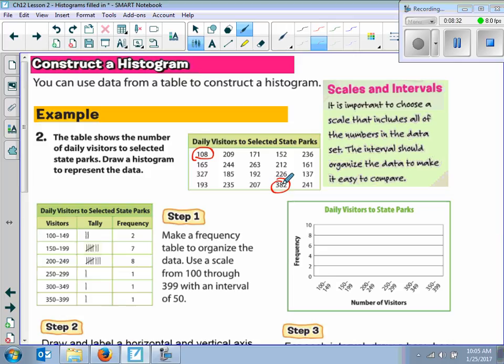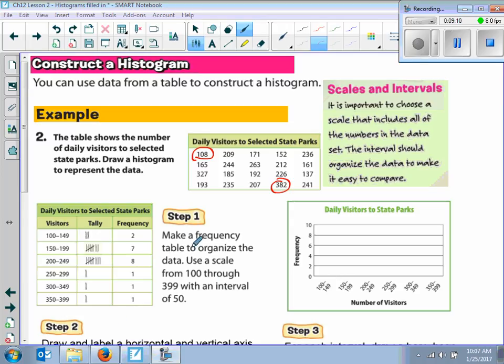Is everybody clear with that? So 100 to 399. But I'm not going to put it all in one interval. We're going to split it up so it'd be easier for us to compare. If you look here, the intervals that we used are 100 to 149, 150 to 199. Does everybody see how that works? Then 200 to 249, and so forth. There is your frequency chart.